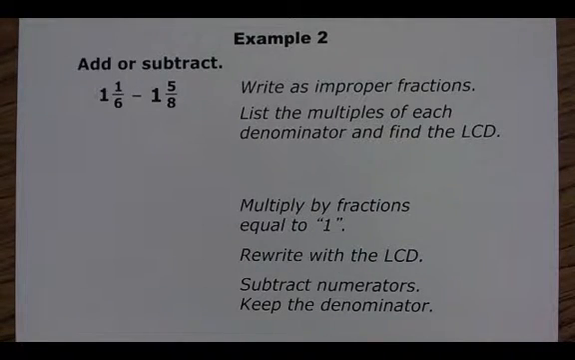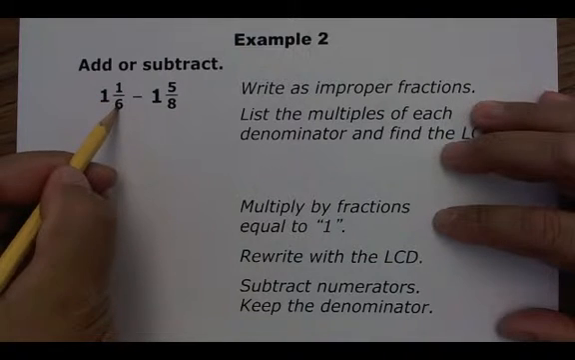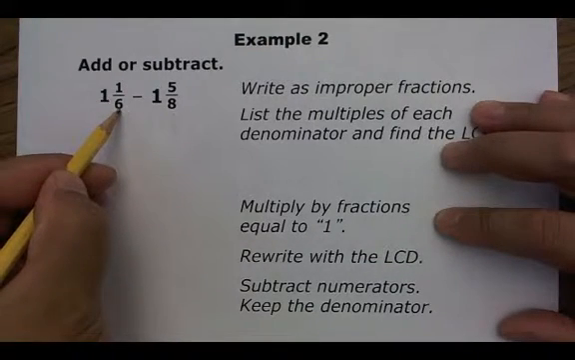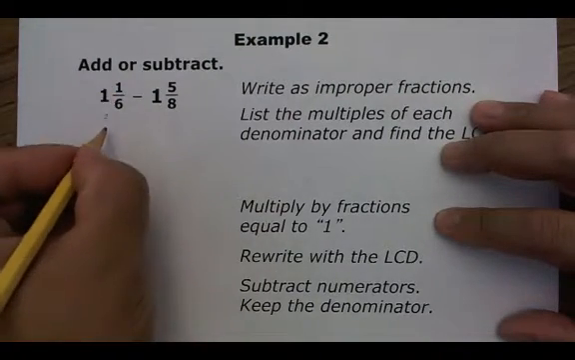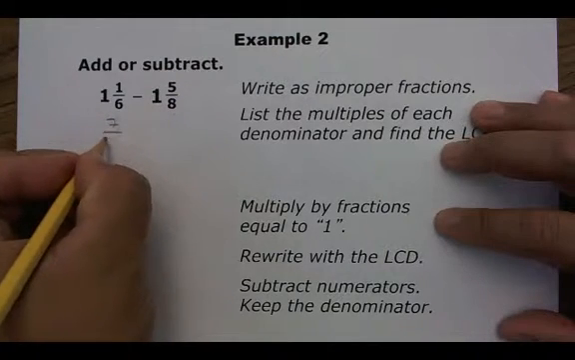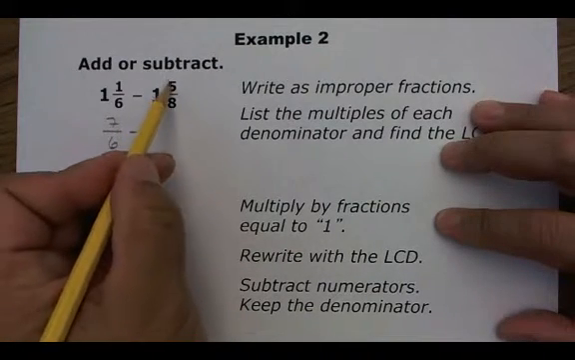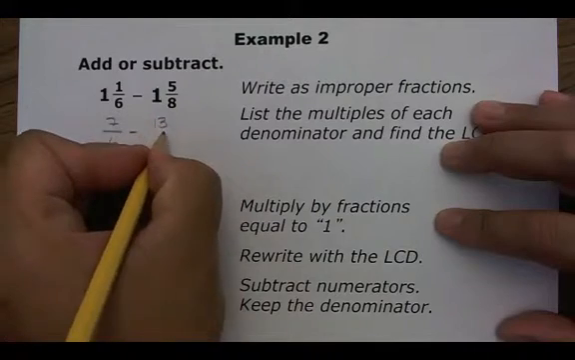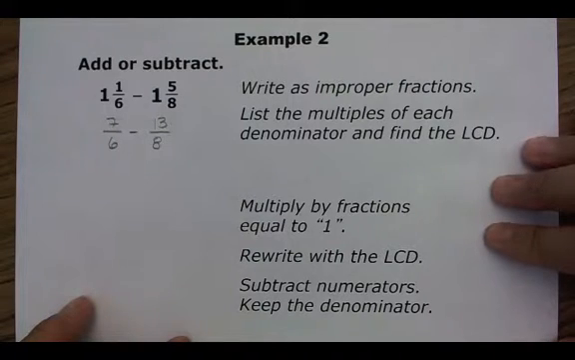Example 2 for fractions. 1 1/6 minus 1 5/8. So the first thing I'd like to do is to make these fractions improper. And how I'm going to do that is by taking the whole number 1, multiplying it by the denominator. So 1 times 6 is 6, and then adding the numerator, which is 7. So 1 1/6 will be 7/6 minus 1 times 8 is 8, plus 5 is 13. So that'll make it 13/8. The next thing I need to do is to get a common denominator.